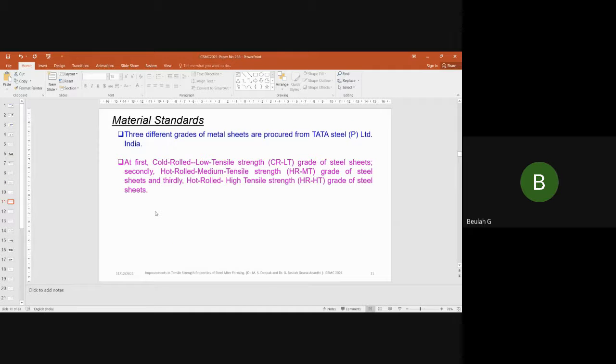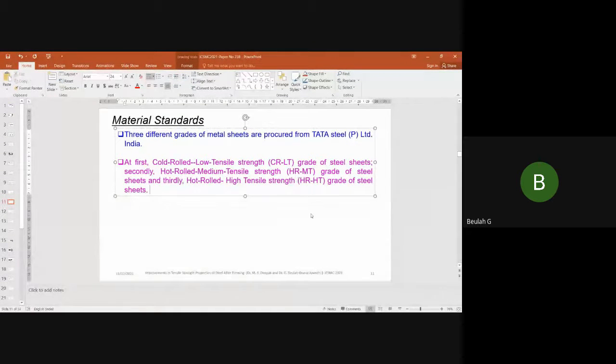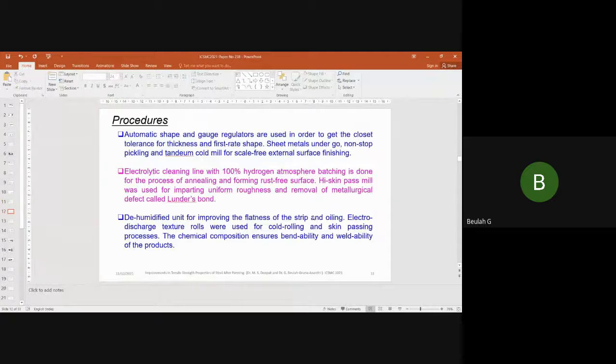So the material properties here have taken three different study patterns. One is the cold roll low tensile strength steel, and you have the hot roll medium tensile strength steel and the hot roll high tensile strength steel, which are abbreviated as CRLT, HRMT, and HRHT.